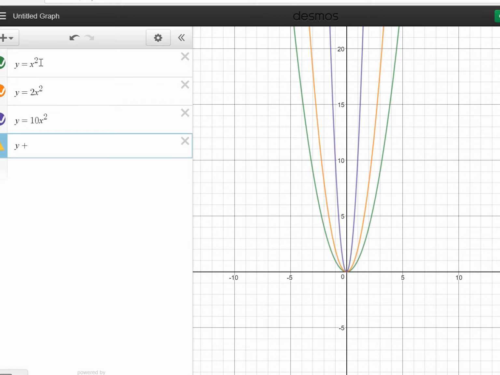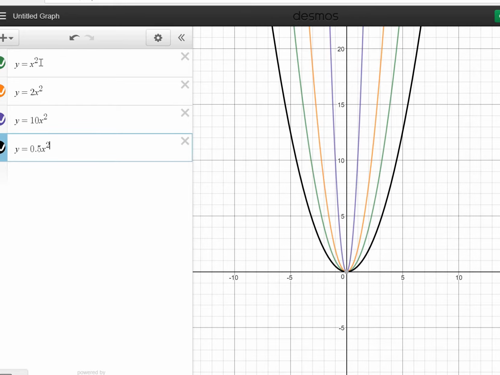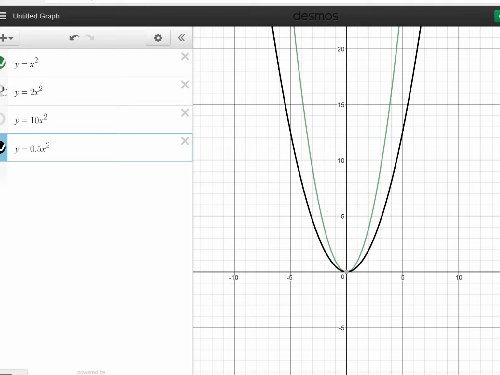We know negative values will completely flip our graph upside down, but if we put a coefficient that is, say, 0.5, so it's still positive, we now have a flatter or wider graph than our original. So just comparing our original graph with this new one, we can see that y equals half x squared is flatter.